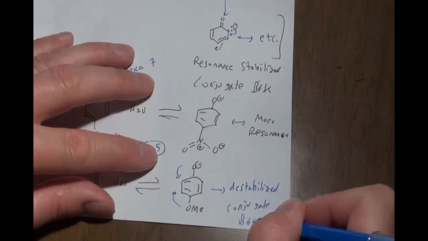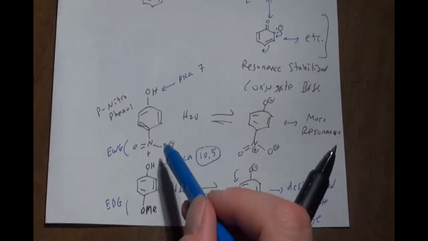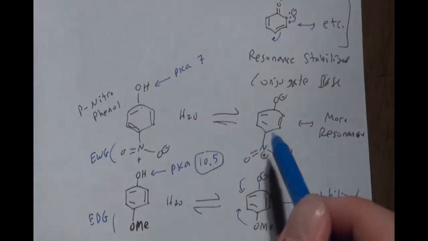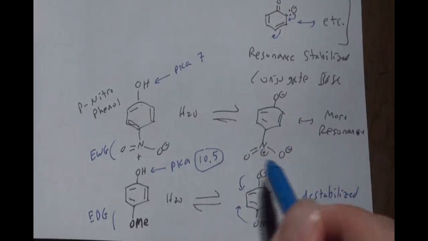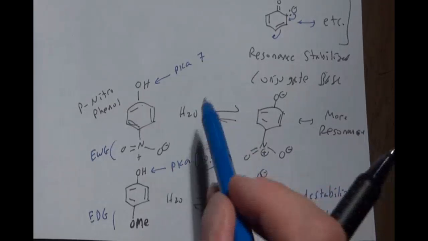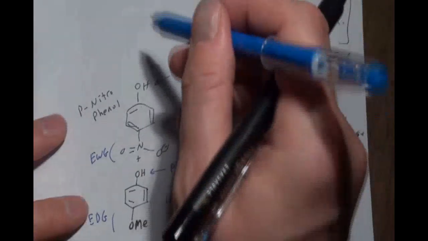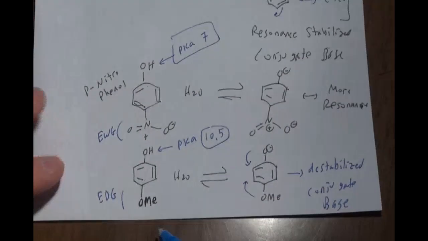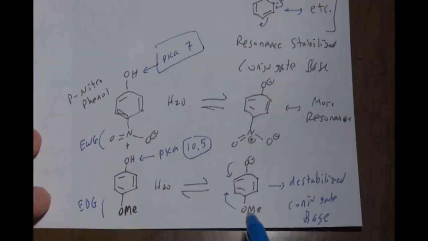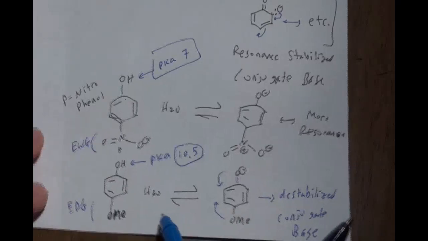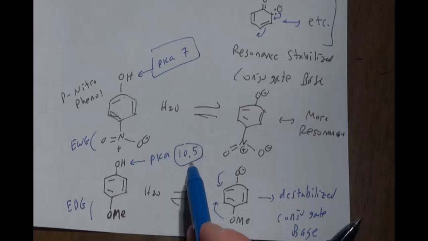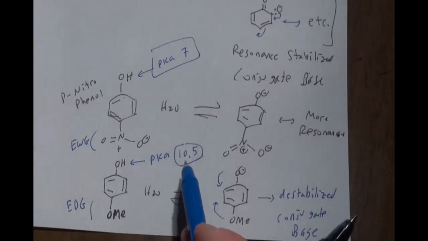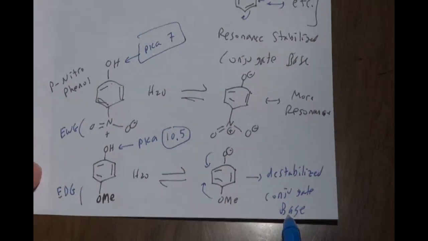Whereas nitro is electron withdrawing and withdrawing this negative charge onto it, and it's a stabilizing effect, giving it a lower pKa. Methoxy is doing the opposite, and it's destabilizing the conjugate base a little bit, and so we're getting a larger pKa, so it's actually less acidic. So this is a less happy conjugate base.